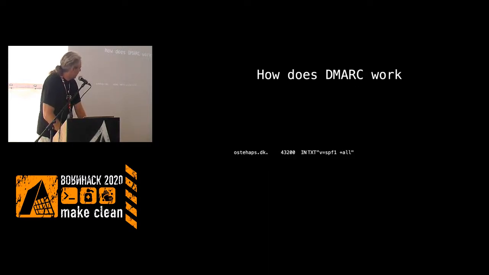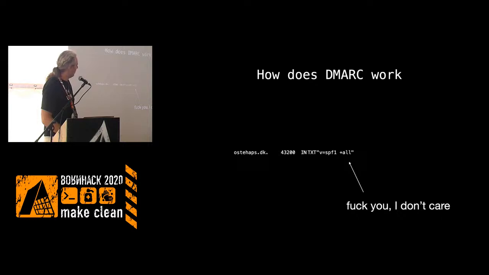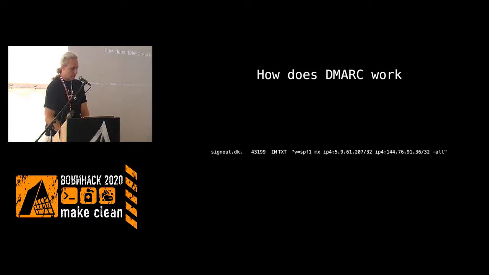It works in the way that you have your SPF record, and don't do it like this, because it has a plus all, which basically means I don't care, anybody can send on behalf of this domain. Also, don't use this tilde all, because that's kind of an "I don't know, I don't care." It's somewhere between neutral and fail, but you have to decide on your own. A proper record looks kind of like this, where you have MX and IP addresses and end with minus all, which means that no one else than those on this list can send emails.